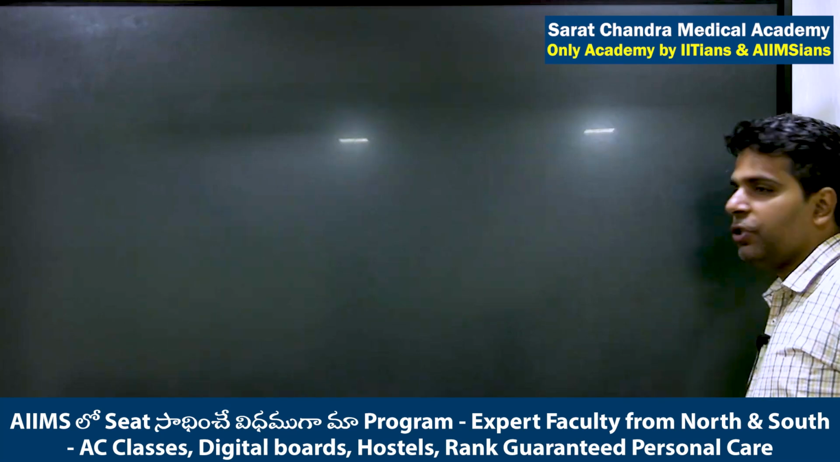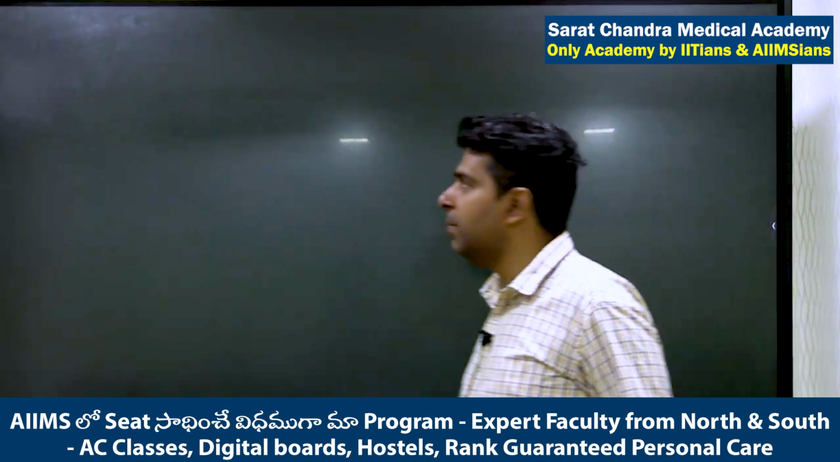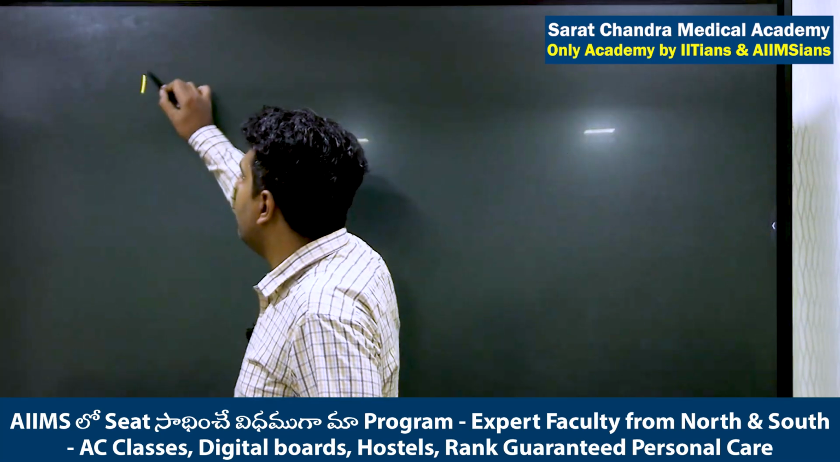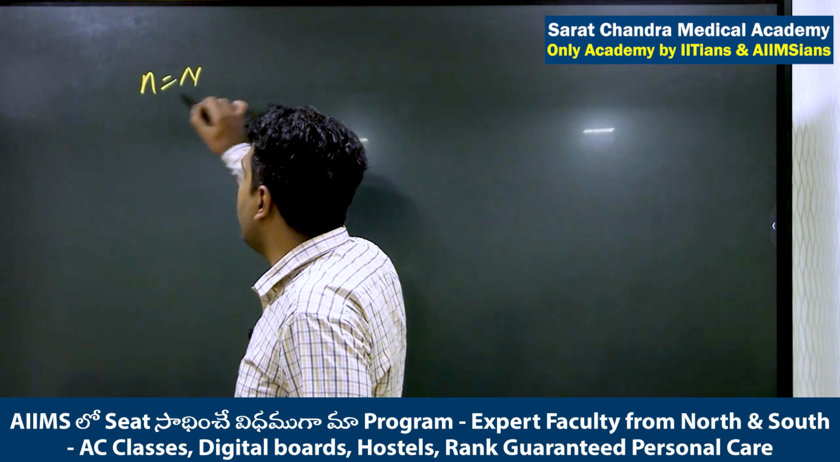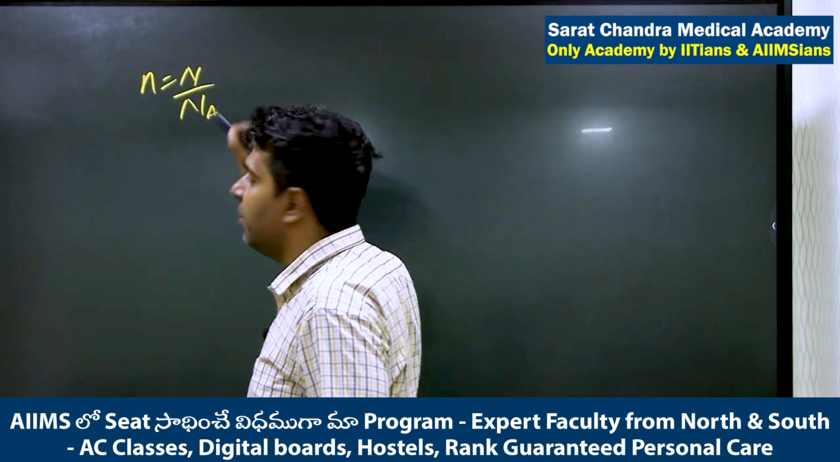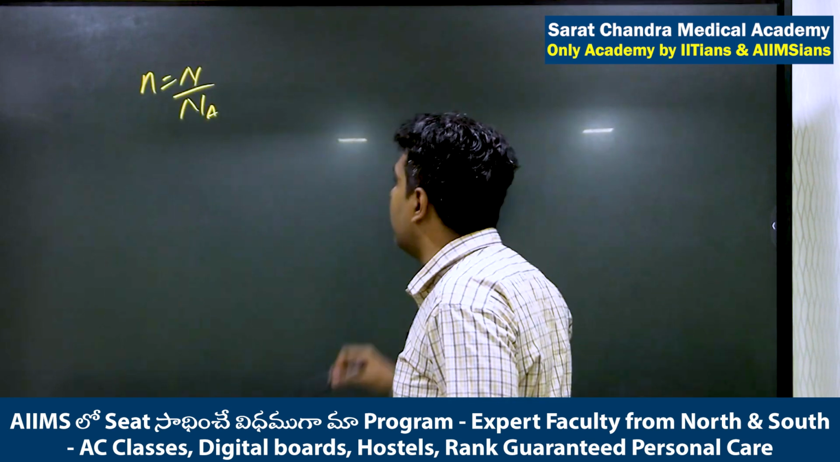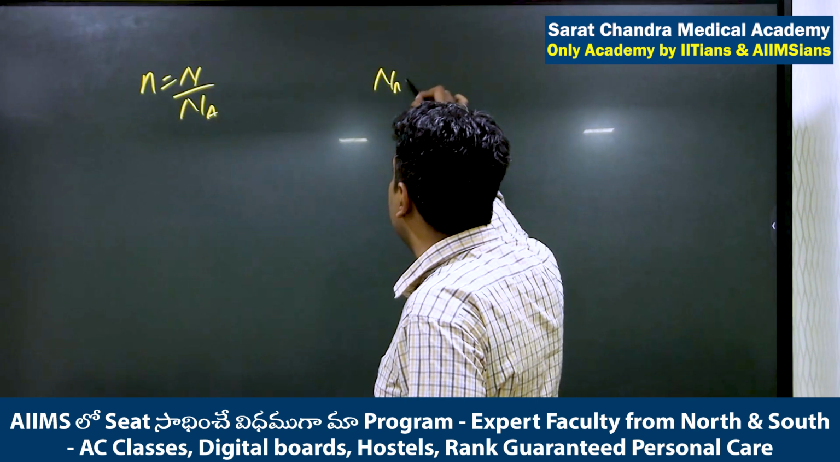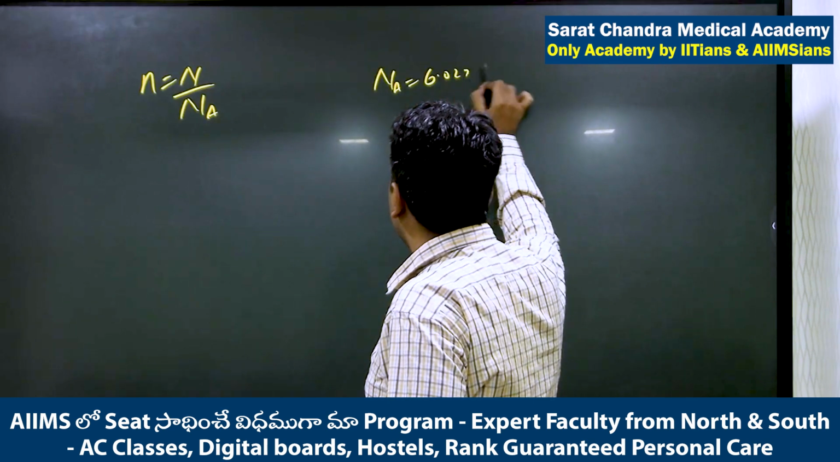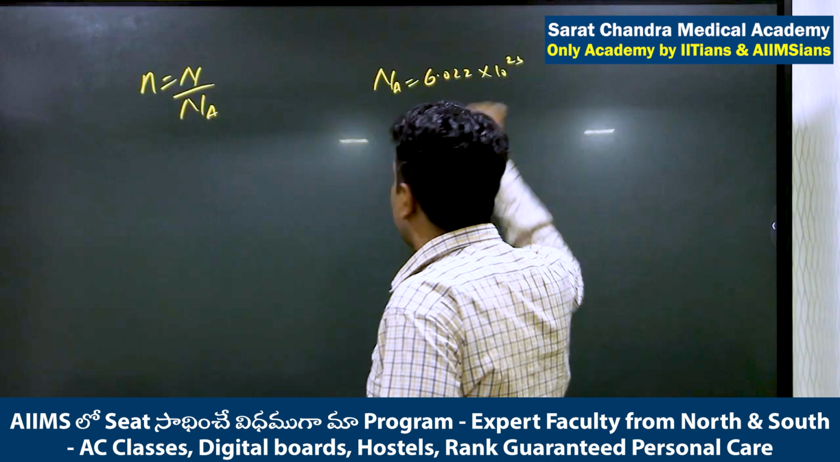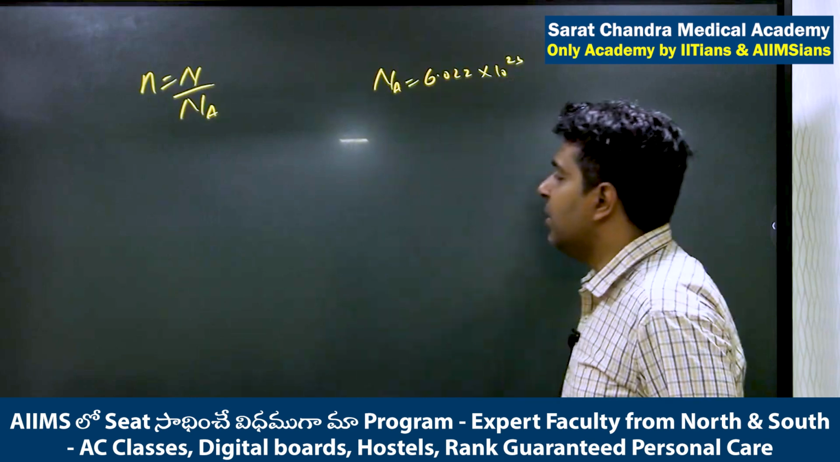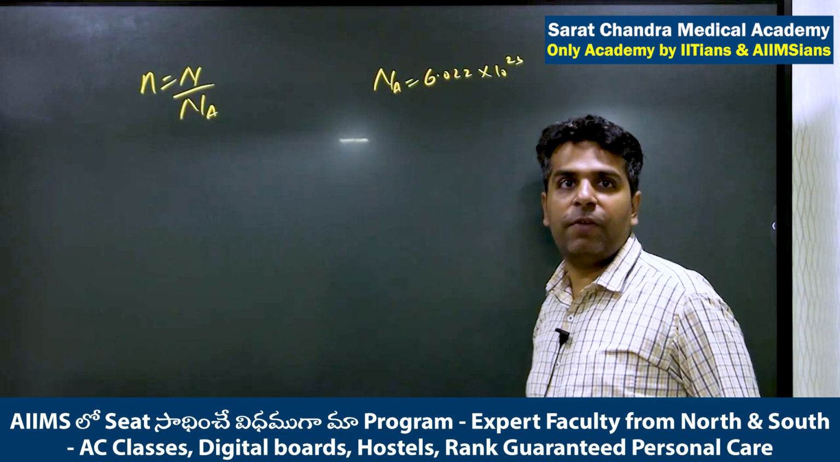Then we did questions based on moles, how to calculate moles. The first formula to calculate number of moles is number of atoms, molecules or ions divided by Avogadro's number. What is the value of Avogadro's number? Right. So over here, this formula is based on the definition of mole.